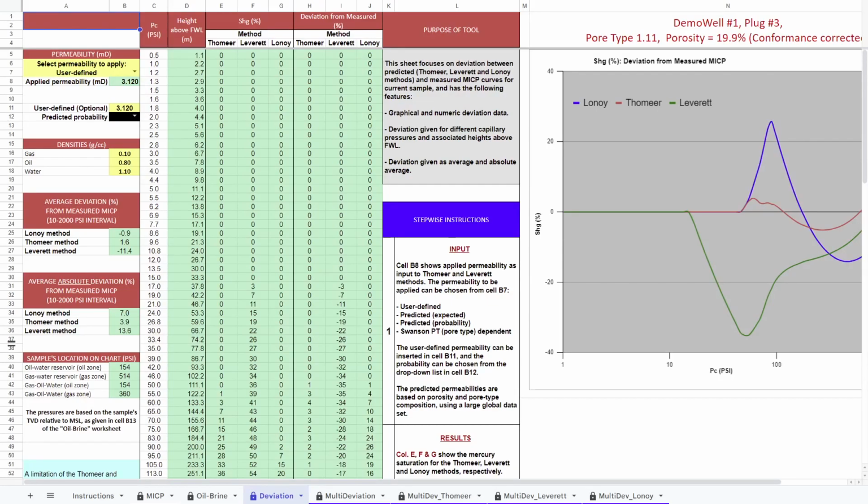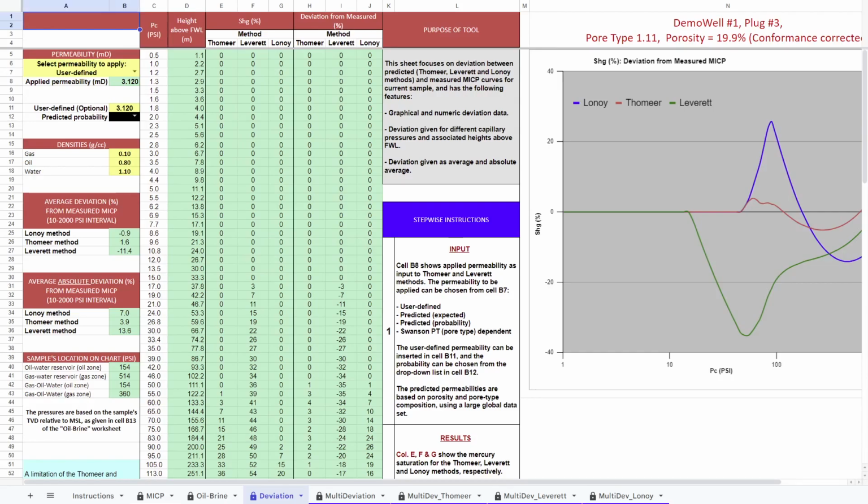In this worksheet we compare the measured MICP curve with MICP curves predicted from Leverett, Thomeer and Lonoy averaging methods. This is carried out by comparing the deviation of predicted curves versus measured curve at different pressures and associated heights above the free water level. In other words, we measure the prediction error of the different averaging methods.